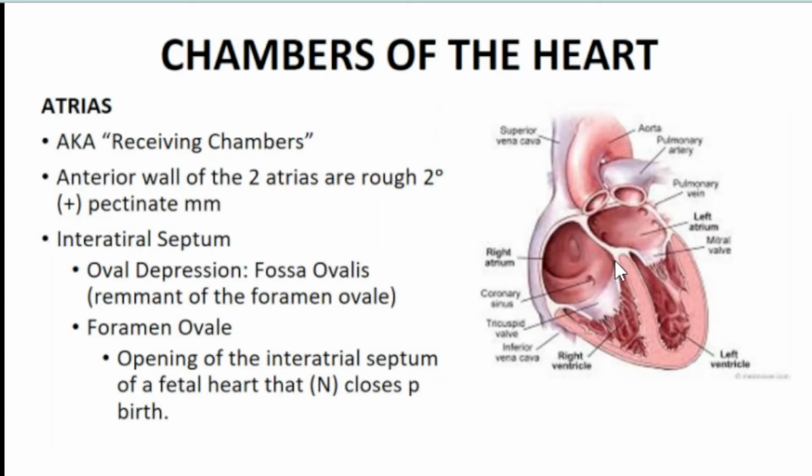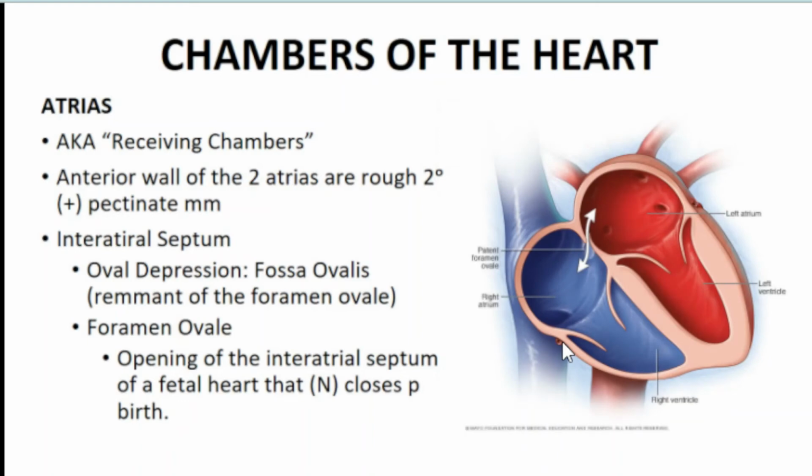And in adults, you will find an oval depression inside or in between that interatrial wall. This is because when we were born, there used to be a hole found in the interatrial wall. And this hole was called foramen ovale. Okay? But when we are born, or a few moments right after we get out of the womb, this foramen ovale will normally close.